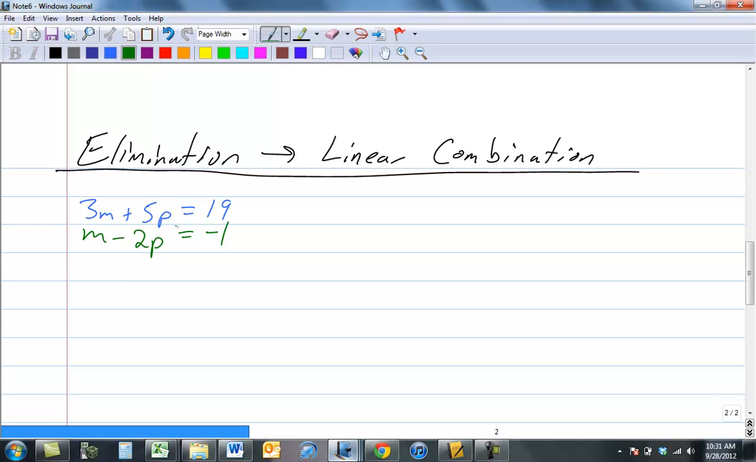So what we have to do is multiply one of these by something such that the coefficients become the same except opposites. Coefficients are opposites. So here I got a 3 and a 1. I got to multiply one of these by something so that they'd have the same number. My choices are between the 3 and the 1 so that the m's eliminate, or the 5 and the 2 so that the p's eliminate.